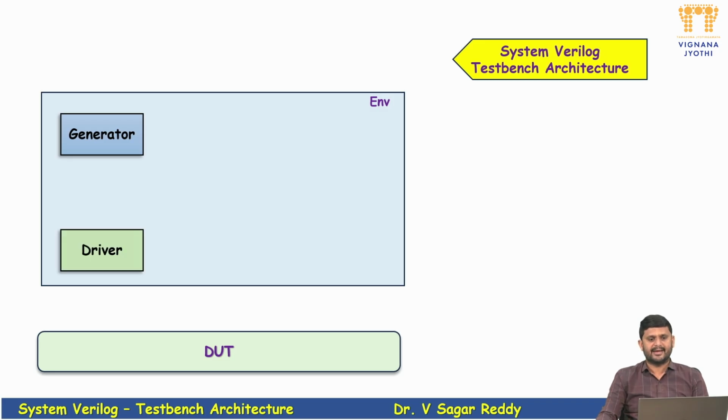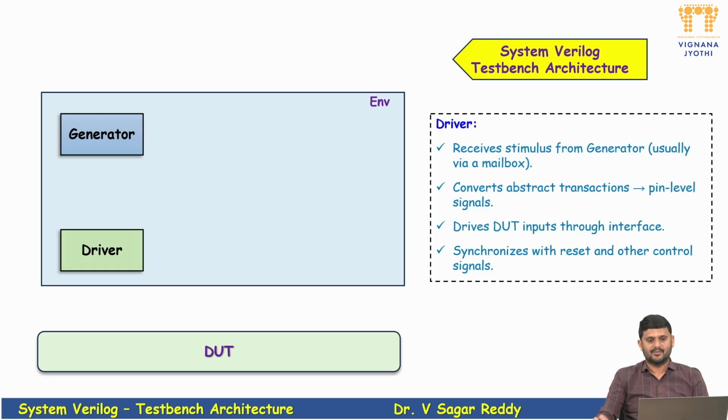Coming to the driver. The next component is the driver, and this is where the testbench starts talking directly to the DUT. The driver sits just below the generator, and it has four key responsibilities. First, it receives the transaction from the generator, typically through a mailbox. It picks up that high-level transaction object and gets ready to execute it. Second, it converts that abstract transaction into pin-level signals. This is the critical translation step. The transaction says write some data to a particular location. The driver knows exactly which signal to toggle, in what order, and at what clock edge to make it happen on the DUT interface.